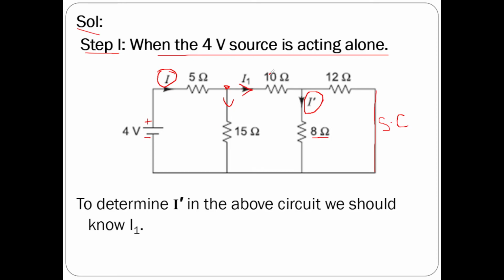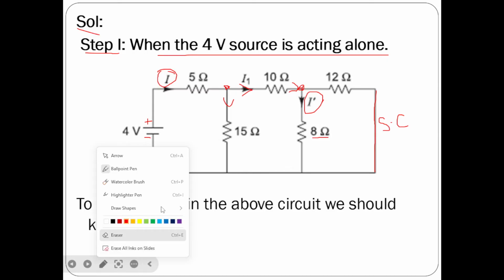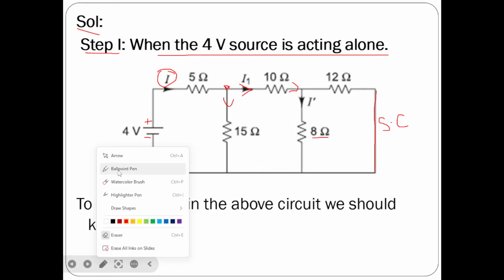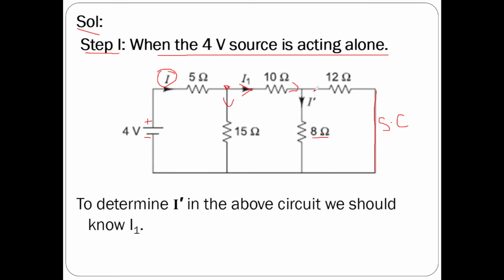The current that is flowing in 10 ohms resistor, we are assuming it as I1 current. This I1 current will flow through 10 ohms resistor. When it reaches this junction, again this I1 current will divide into two parts. So it has two paths here. One portion of the current will flow through 12 ohms, another portion will flow through 8 ohms. So current in 8 ohms, let us assume it is I dash. Now our aim is to determine I dash current.